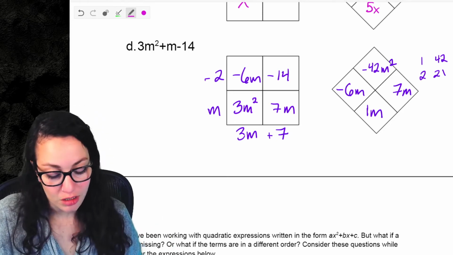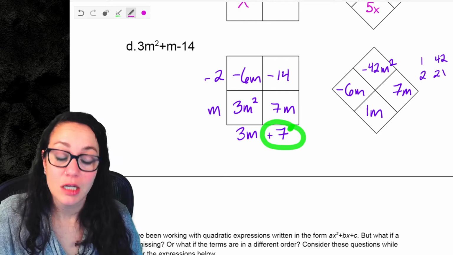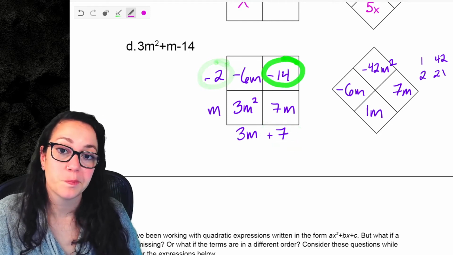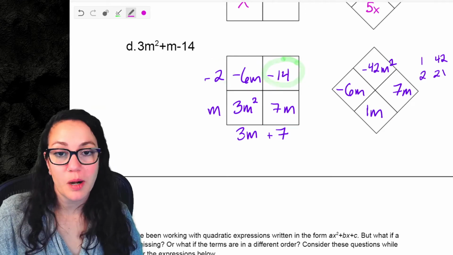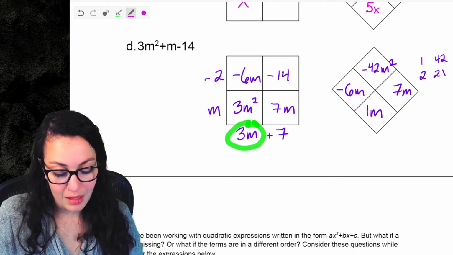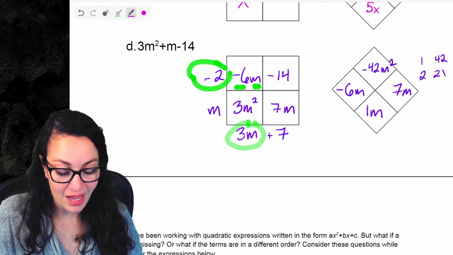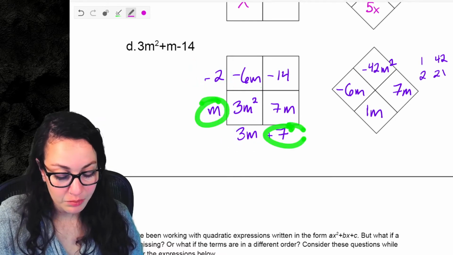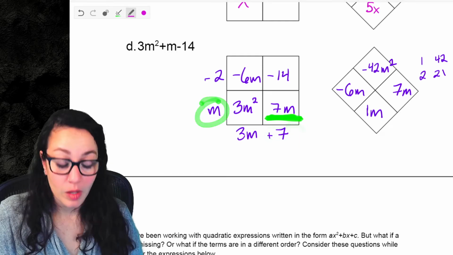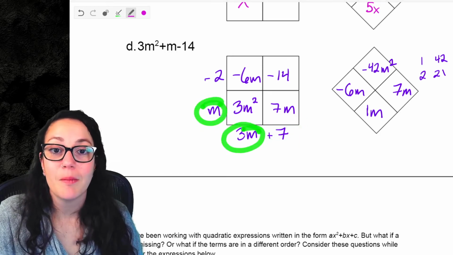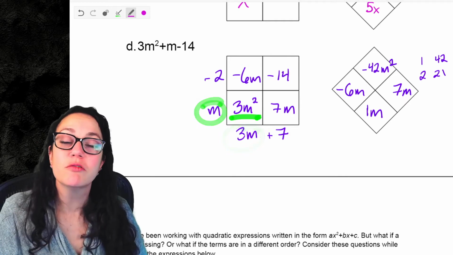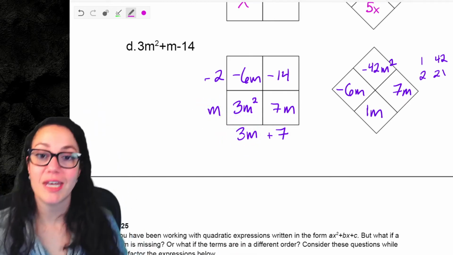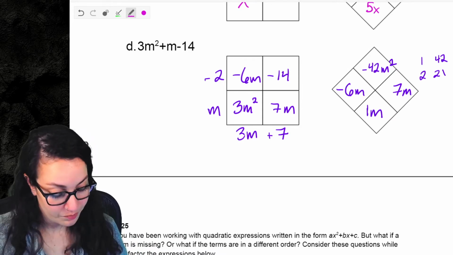Okay. Now, I want to double check before I move to writing it in factored form, so I'm just going to spot check it. So is positive 7 times negative 2 equal to negative 14? It is. So we're probably good. 3m times negative 2 is in fact negative 6m. 7 times m is 7m. And 3m times m is 3m squared. So all of our area pieces check out. So we're good. And now we can write our factored form.